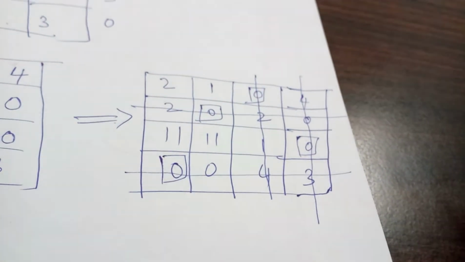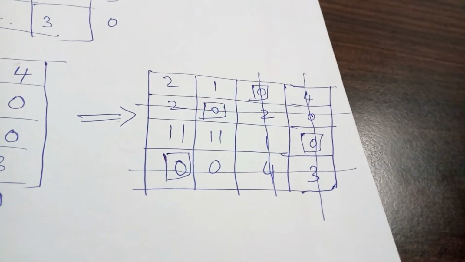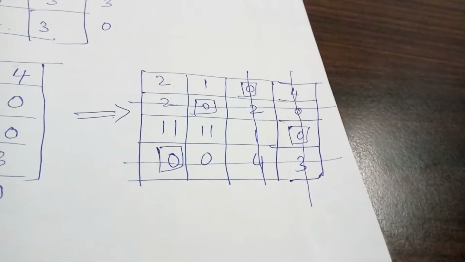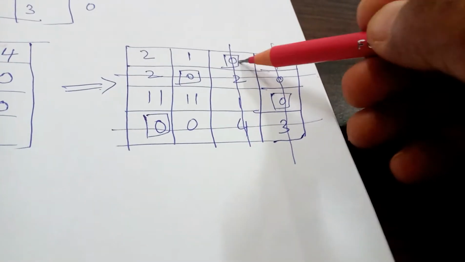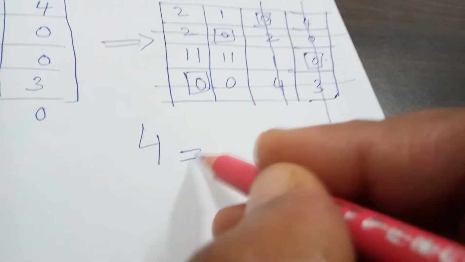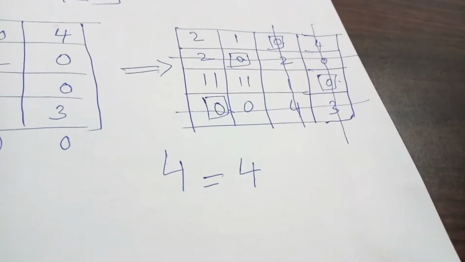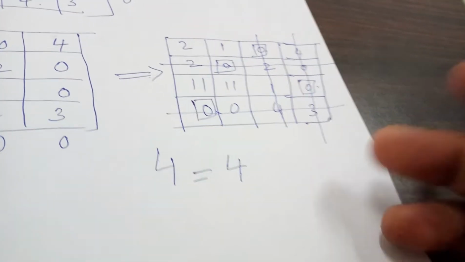Now see, all the zeros have been marked. Now check the number of marked zeros: 1, 2, 3, 4. 4, and that is equal to the number of rows. The number of rows is also 4. So 4 is equal to 4. That means the problem is okay. Now you find the optimal solution.